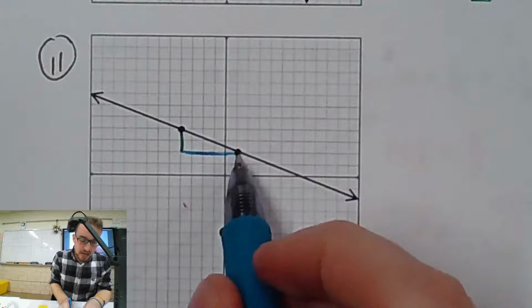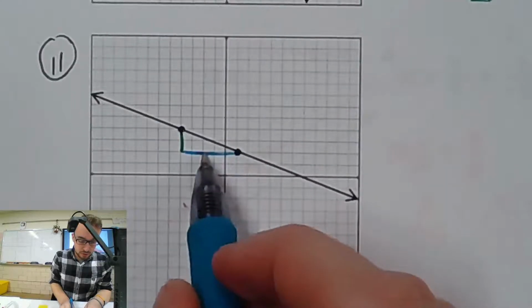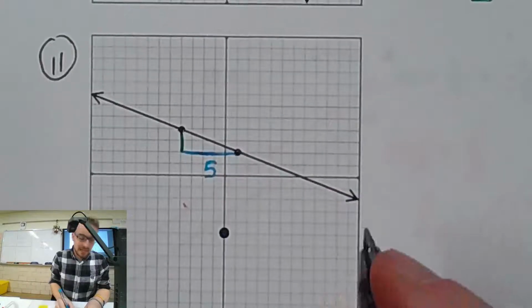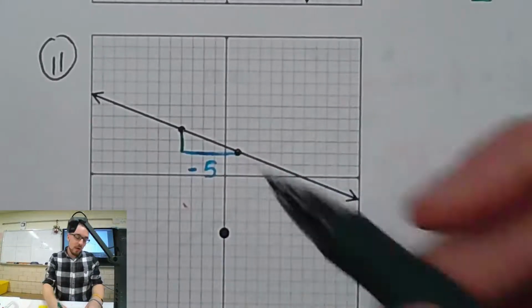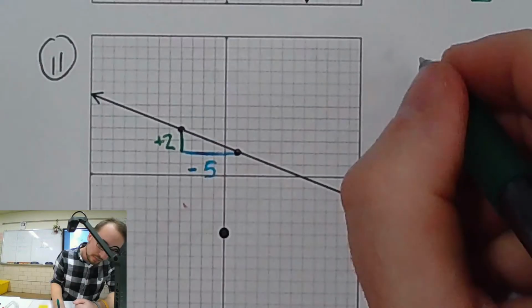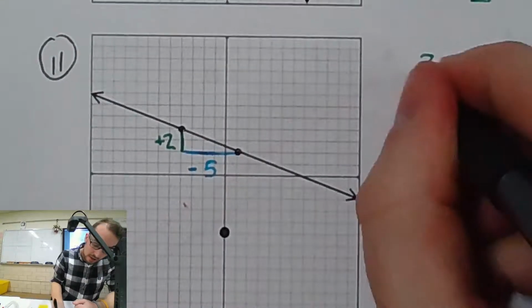Okay, so we start at the bottom. If I go from there, I'm going to the left. 1, 2, 3, 4, 5. So if I'm going to the left 5, is that negative or positive? Negative, so we're going -5. And then I go up from there 2, so that's a positive 2. So our rise for this was 2, and our run was -5.